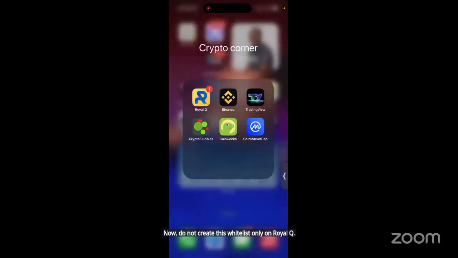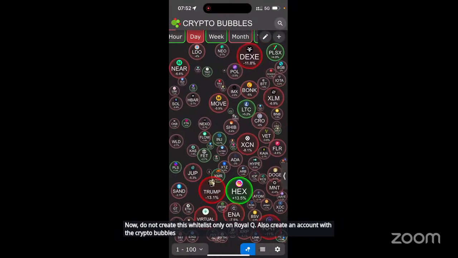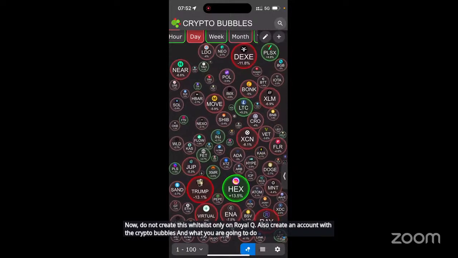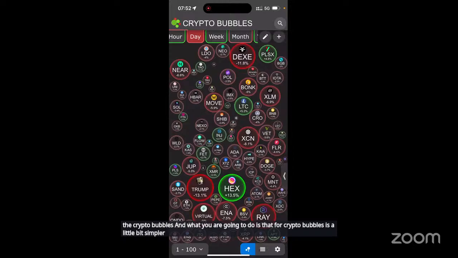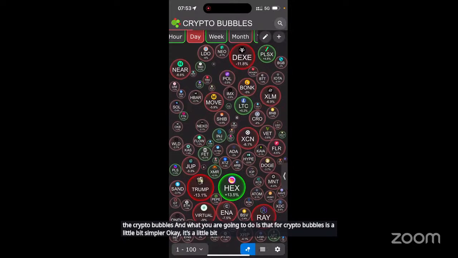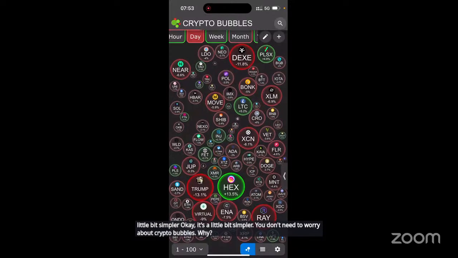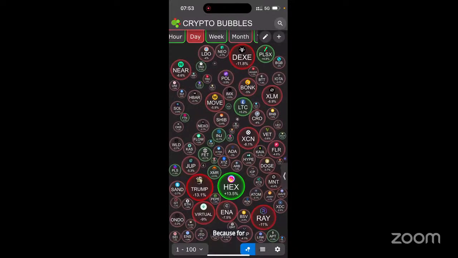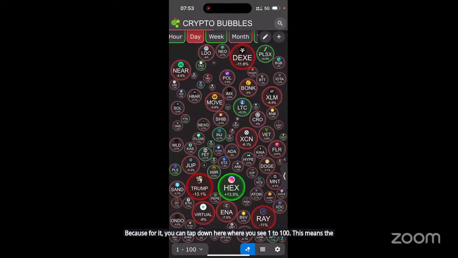Now, do not create this watch list only on Royal Q. Also, create an account with Crypto Bubbles. And for Crypto Bubbles it is a little bit simpler. You don't need to worry about Crypto Bubbles. Why? Because for it, you can tap down here where you see 1 to 100. This means the top 100 cryptocurrencies.